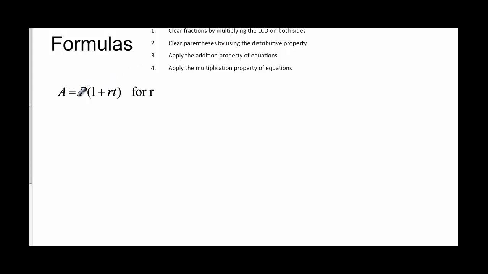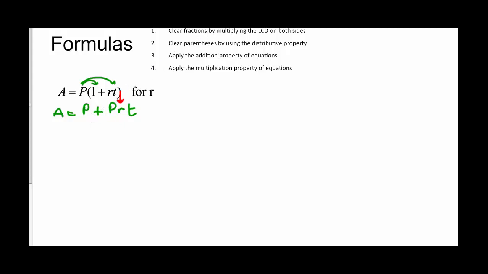So you look at it, and I want to solve for r. I have no fractions, but I do have parentheses, so I need to multiply everything by that p. I need to distribute the p. So on this side I have a, and then p times 1 is p, and then p times rt is just prt. Well, I want to solve for this r. So I've got to make sure that I get this r on one side by itself, and if I have to take things away, I can't. So I only have one r, it's on one side, so I'm ready to start doing the addition property.